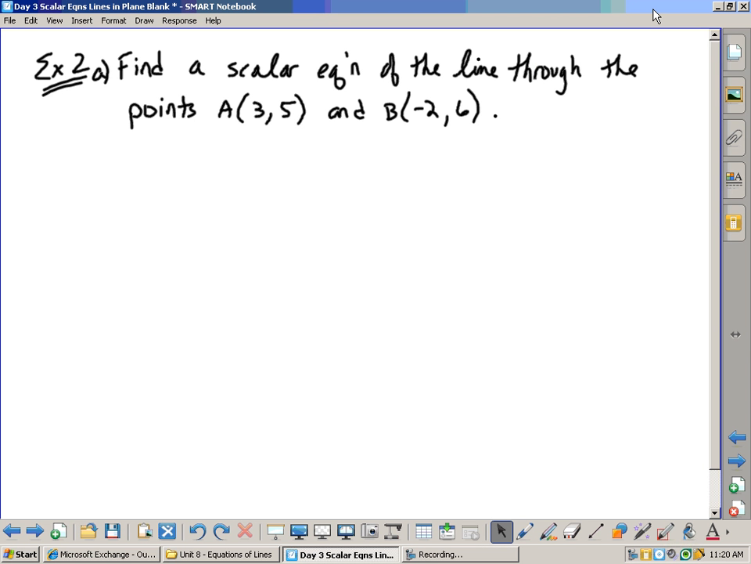Okay, so we can use this newfound information about the scalar equation of a line to answer similar questions that we've done before, except now we don't have to go through the step of putting it in symmetric form and then cross multiplying. So we're going to go straight to finding the normal and using the coefficients. In this particular question, we're to find a scalar equation of the line through the points A, which is (3, 5), and B, which is (-2, 6).